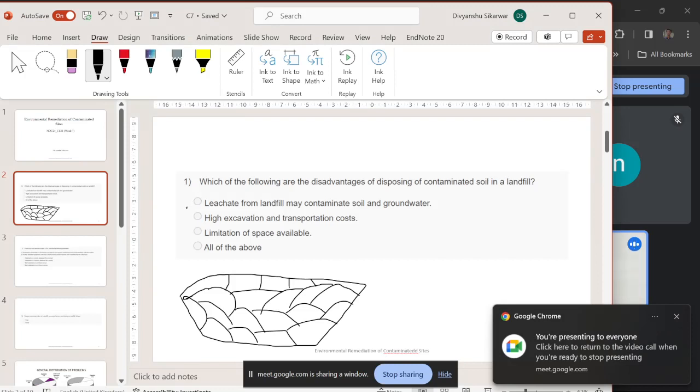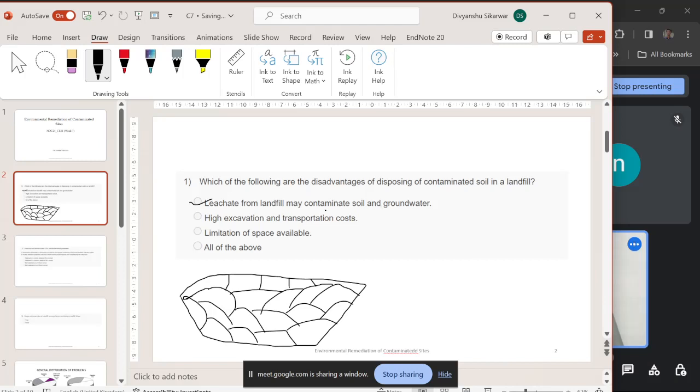So your first response is correct. Leachate and landfill may contaminate soil and groundwater, because if there is leachate generation, we have to make sure that the leachate gets treated as well as it doesn't reach the groundwater, right? Yes, sir. That is an issue. Second, high excavation and transportation cost is also an issue. And what do you think about limitation of space?